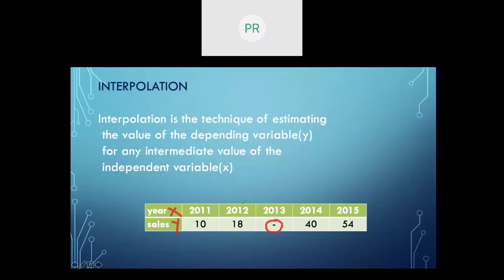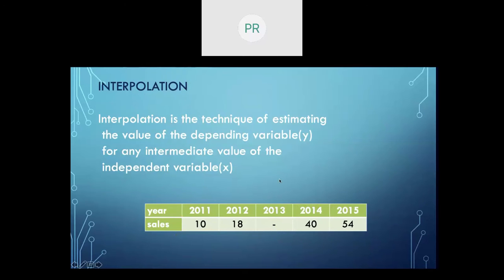Intermediate is in between the values. So between the first and the last value, any of the missing values can be found with the help of interpolation. So interpolation is a technique of estimating the unknown value of the dependent variable for any intermediate value, that is within the series. Any value missing can be found by interpolation.